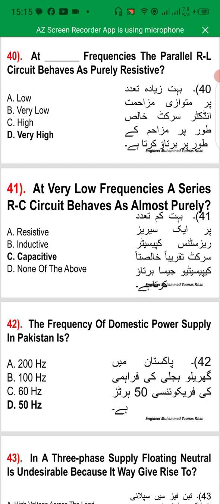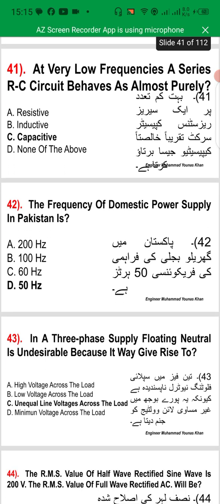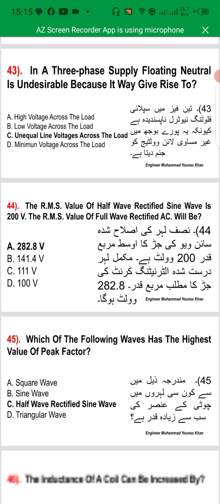At very high frequency, the parallel RL circuit behaves as purely resistive. At very low frequency, a series RC circuit behaves as almost purely capacitive. The frequency of domestic power supply in Pakistan is 50 Hz.